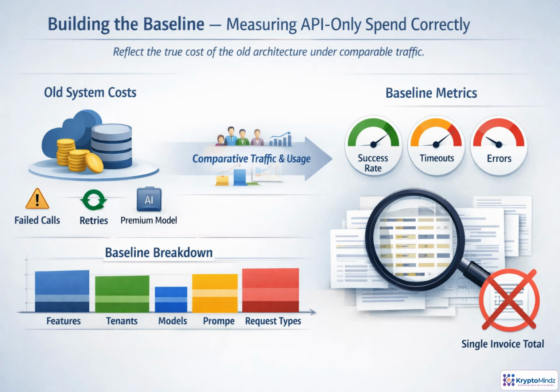Before claiming savings, establish a baseline you can defend. Measure the old API-only setup under comparable traffic instead of relying on the monthly invoice. Include token spend, retries, failed calls, premium model use, and overgeneration from prompts that produce more than the product needs. Break cost down by feature: tenant, model, prompt version, and request type. Then pair cost with reliability: success rates, timeouts, degraded answers, and user-visible failures. Savings only matter when the comparison is clean.